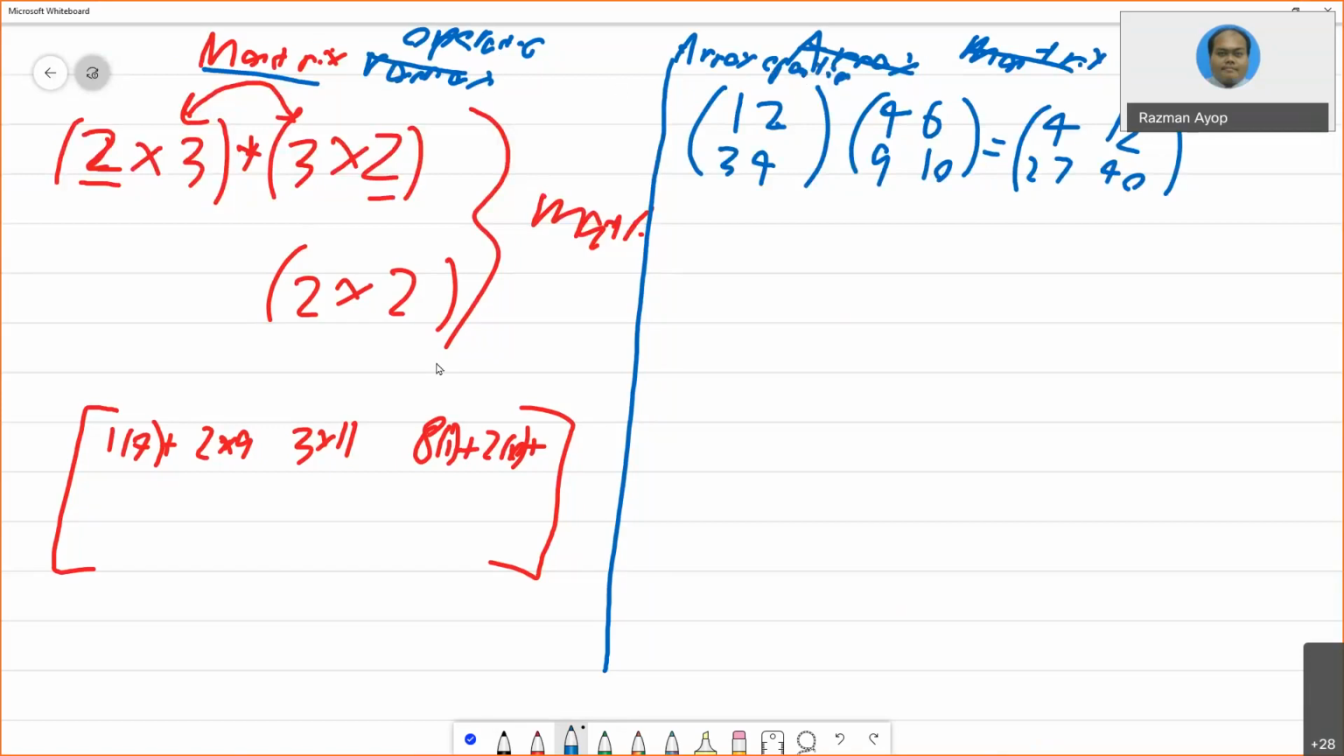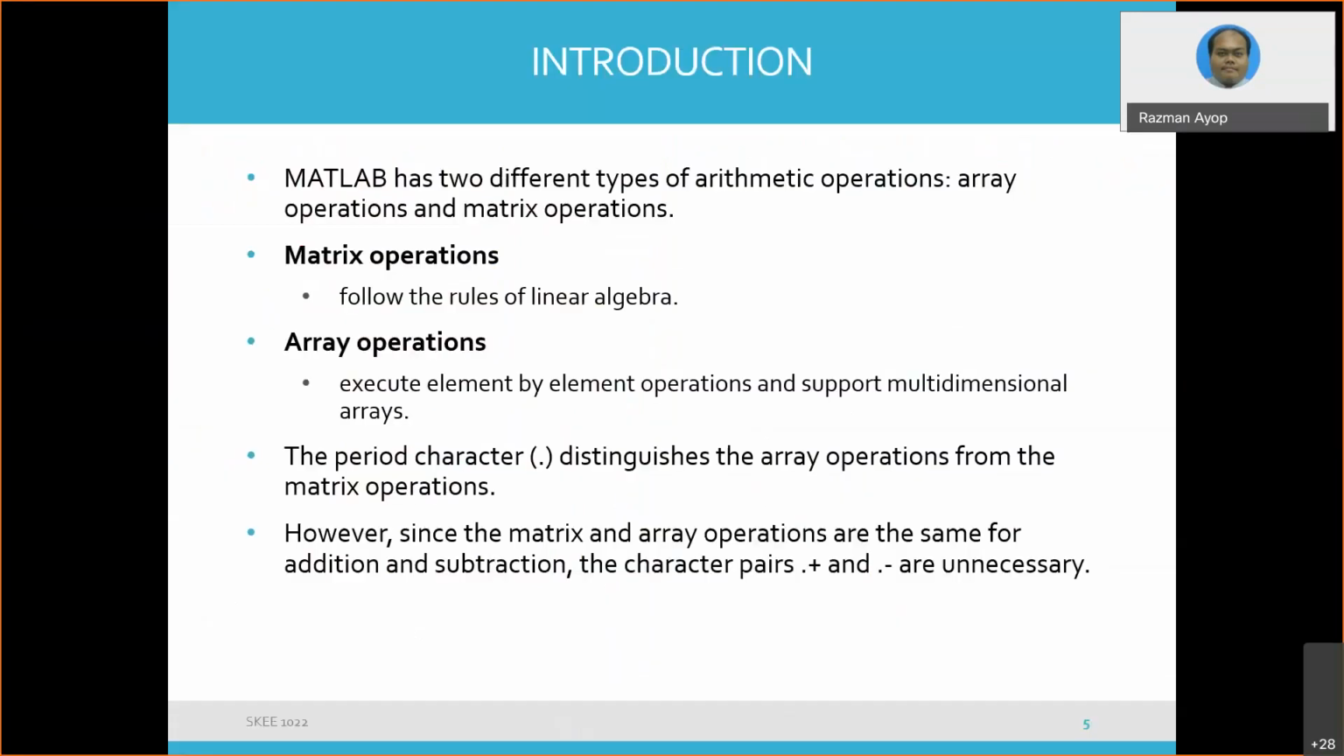Make sure you differentiate this. For metric operation, A multiply by B. But for array operation, it is A dot multiply by B. That is the difference between array metric operation and array operation. So make sure you know the difference.